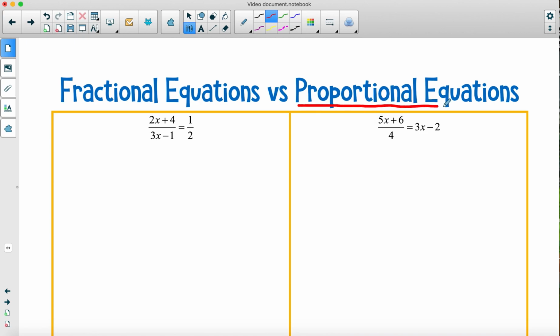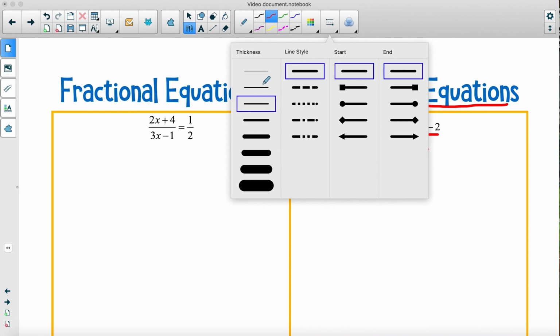proportional equations. The reason why they're proportional equations is you have one fraction, it's a big fraction, but one fraction equals another fraction. Over here you have one fraction is equal to this binomial, but if I put this over 1, now I have a fraction equals a fraction. And in this event, you can just cross multiply.